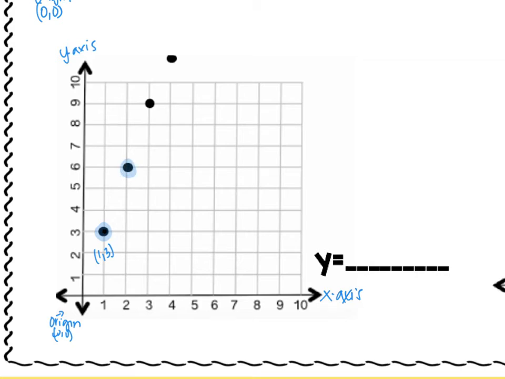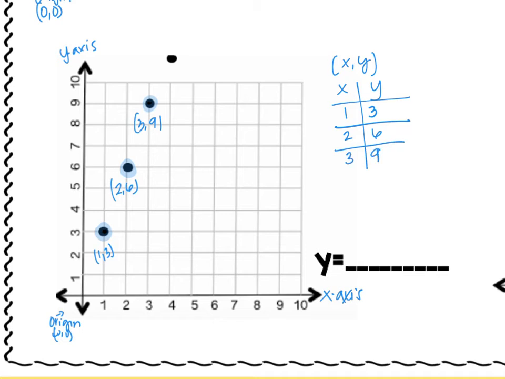Our very next one is starting at the origin, and then it walks 2 and jumps 6. So we are at 2, 6. Moving on to the next one, we start at the origin, walk 3, and jump 9. Now we are going to move our 3 points and put them into a table. If you remember, our table is x and y. And in a coordinate pair, x comes first and y comes second. So I'm going to take my coordinate pairs and place them into my table. We have 1, 3, 2, 6, and 3, 9.